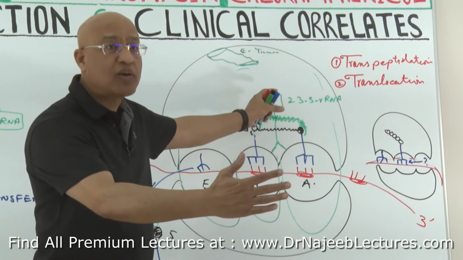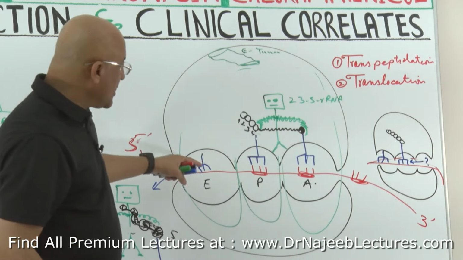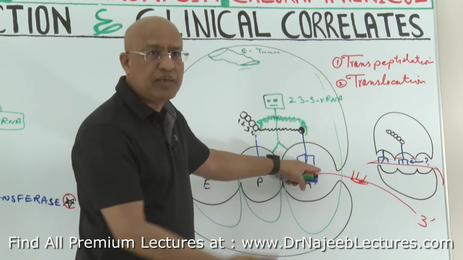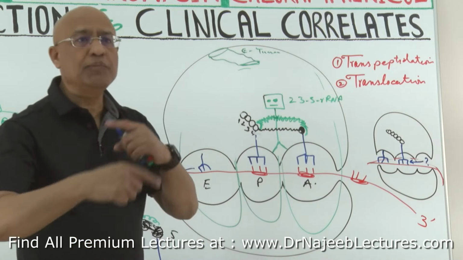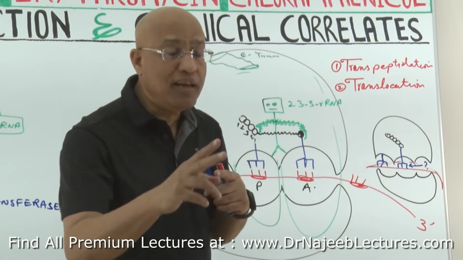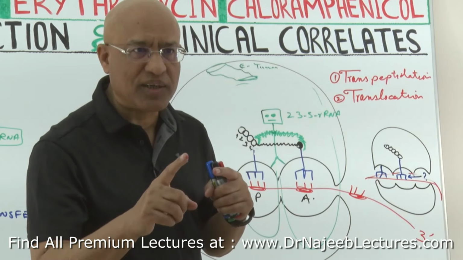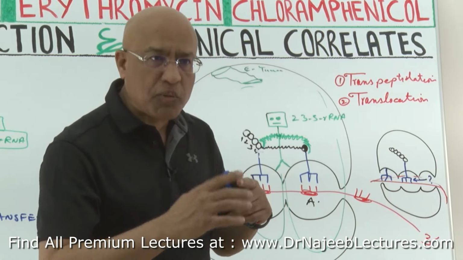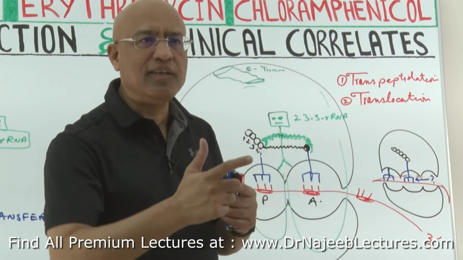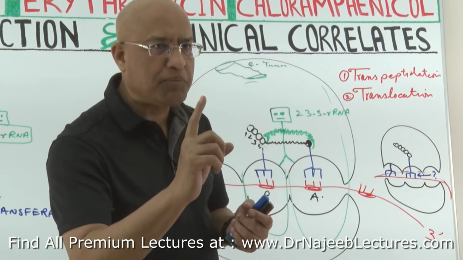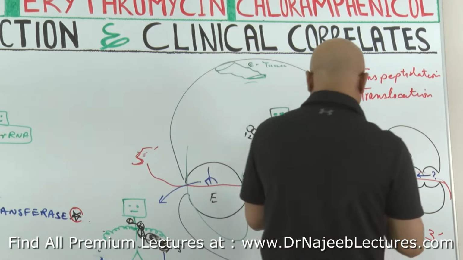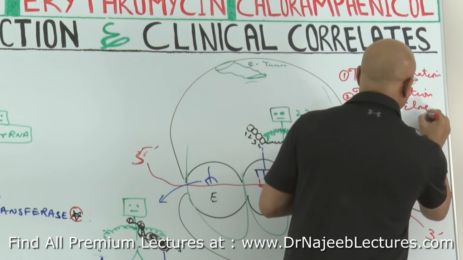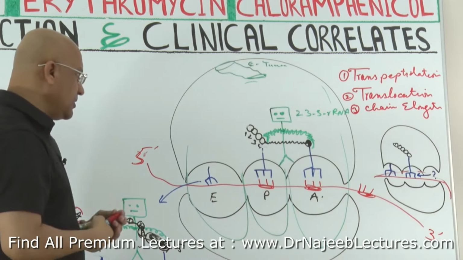After that, ribosomal translocation one step down, and this will eventually come to this site and exit out, and this one will come over here and this will be empty for the next one. So this cycle will be repeated again and again: transpeptidation followed by ribosomal translocation, and every time this cycle is repeated, the peptide chain will be elongated by one amino acid. So this is said to be peptide chain elongation.